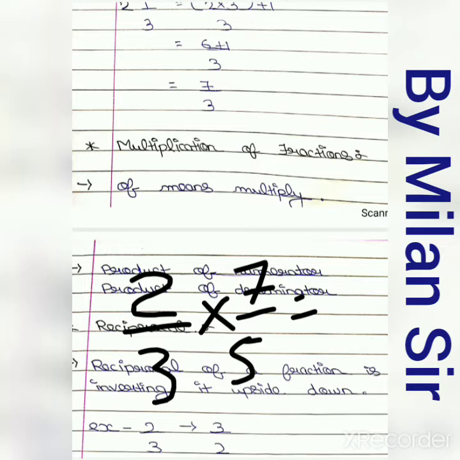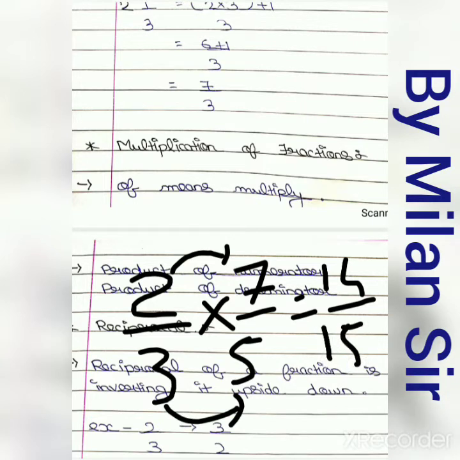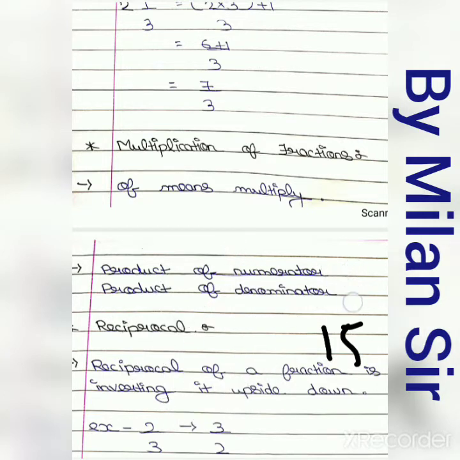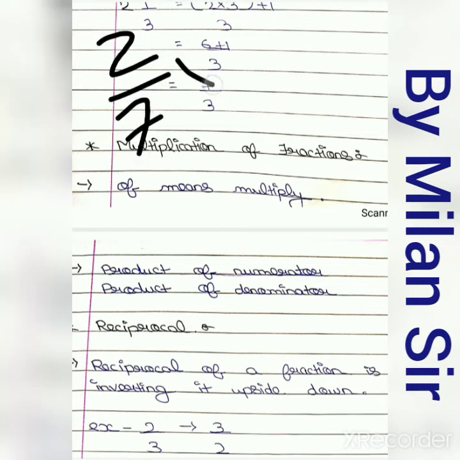Now just multiply numerator with numerator. That means 7 twos are 14. In the denominator, multiply the two denominators, 3 into 5, it's 15. So directly we can get the answer. We do not need to take LCM. Just simply, if 2 by 7 is there, multiply with 10 by 13.